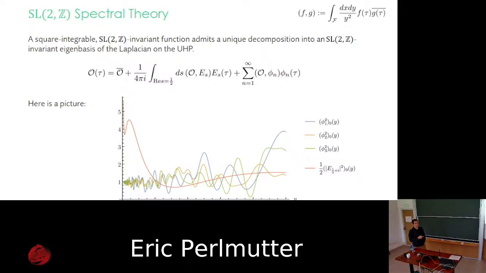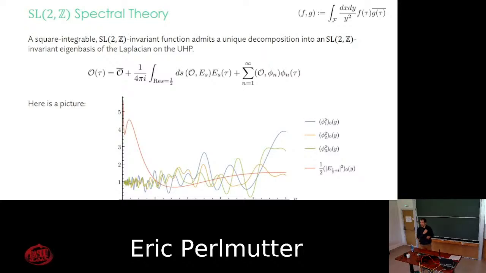So here's a picture of the decomposition. By this, I mean I've plotted a few of these basis functions. And what I've really done is I've squared them and taken their zero Fourier mode. What that does is it gets all the Fourier coefficients involved. So there are four curves. The red one is a half, just for rescaling, times the square of one of these Eisenstein series projected onto the zero mode. These Eisenstein series are evaluated on what's called the critical line.